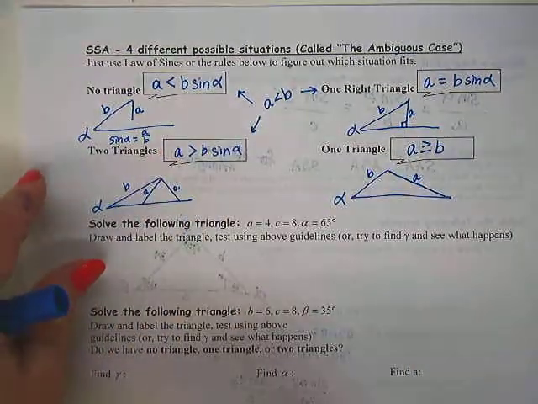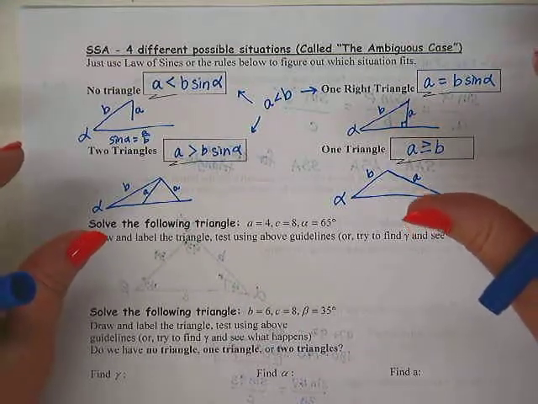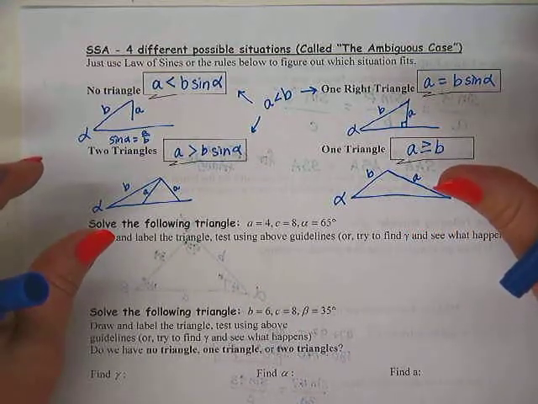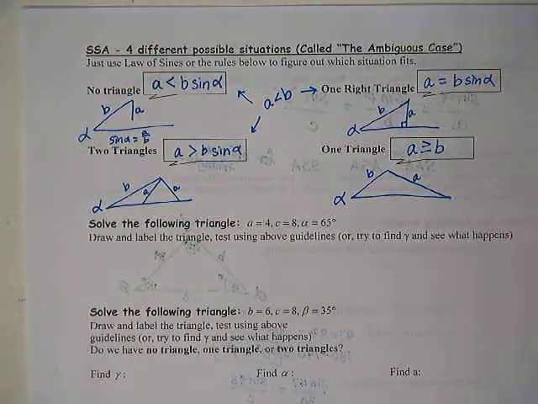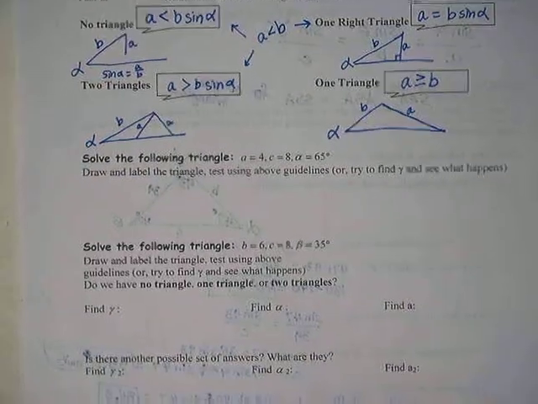Okay, so there are 4 different possible situations. 2 of them are one triangle, 1 is 2 triangles, 1 is no triangle. And you have to test SSA triangles before you start to solve them. Because if you don't, you might start solving it and either you get an error and find out it's no triangle, so you've wasted time trying to solve something that can't be solved, or you end up getting one triangle answer and you think you're done, when in fact there should have been 2 answers, and then you miss half of the points on that problem on your test because you didn't check to make sure that there was only one triangle instead of 2.